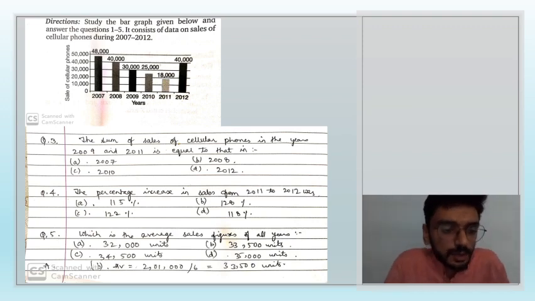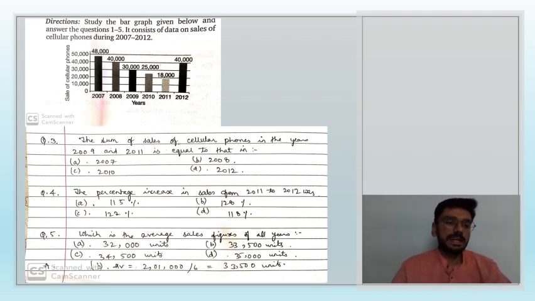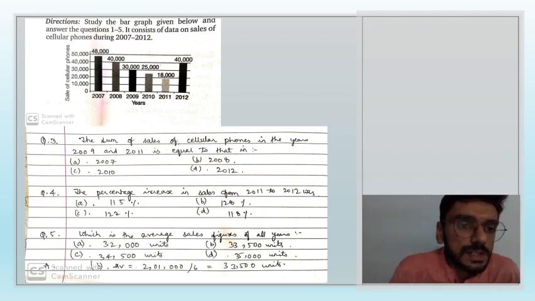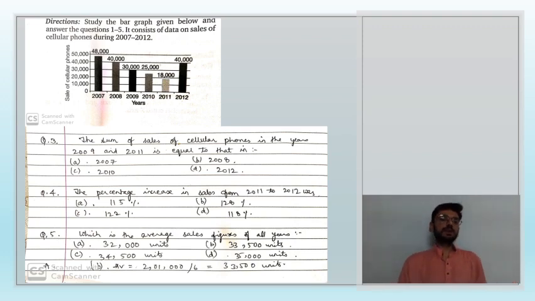Okay, the third question asks you to determine the sum of sales of cellular phones in the year 2009 and 2011. So the sum of sale of 2009 plus 2011 is equal to. Okay, so in 2007 it is 48,000. In 2008 it is 40,000. In 2009 it is 30,000. In 2010 it is 25,000. In 2011 it is 18,000, and in 2012 it is 40,000.